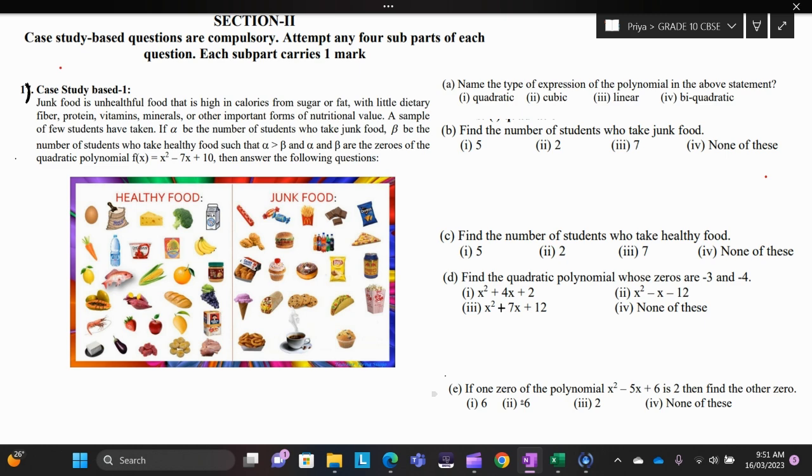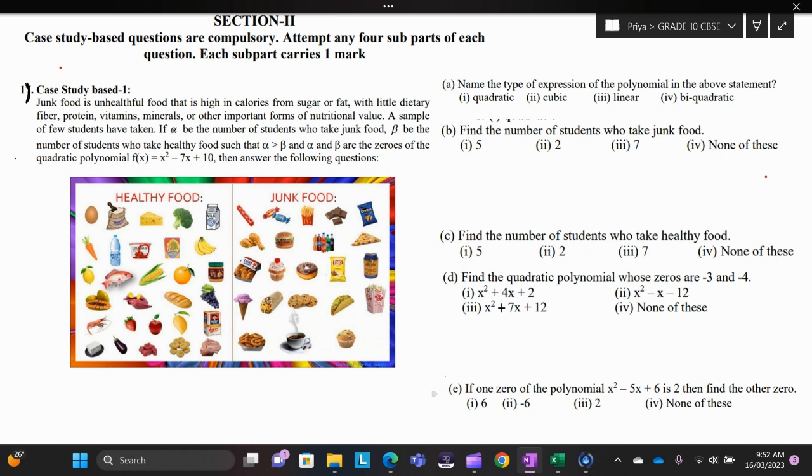Before answering its subparts, first we need to understand what is given under the case study. Okay, read the paragraph thoroughly. Junk food is unhealthy food that is high in calories from sugar or fat with little dietary fiber, protein, vitamins, minerals or other important forms of nutritional value. A sample of few students have been taken.